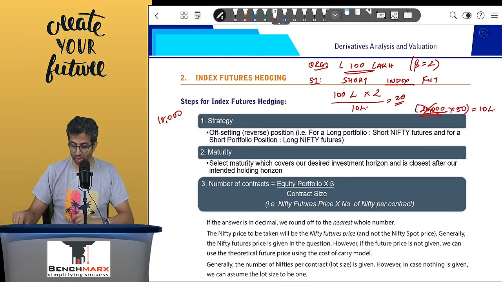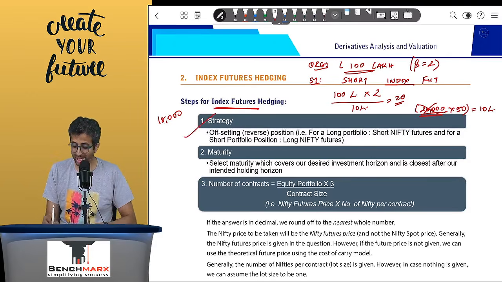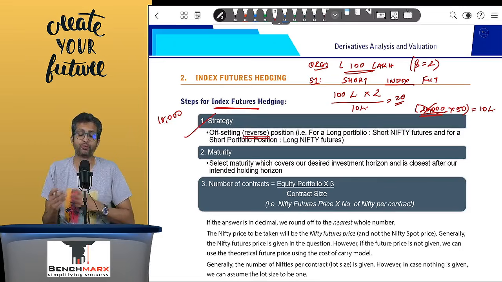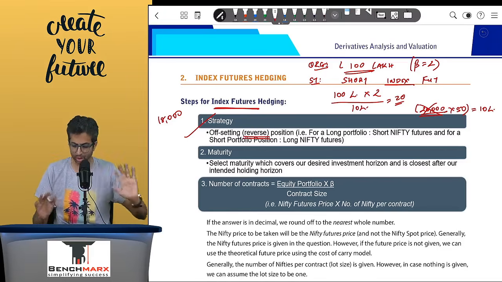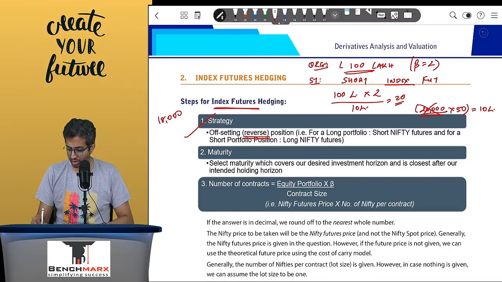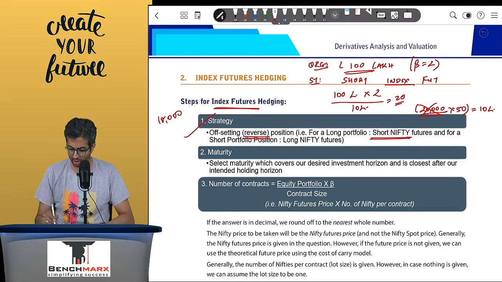So these are the steps for index futures hedging, and in my opinion this is what the institute usually asks. Strategy: you take the offsetting or the reverse position. First, figure out whether your underlying position is long or short. Usually you have a long portfolio. The hedge for a long portfolio will be the opposite, so you will short the Nifty contract.